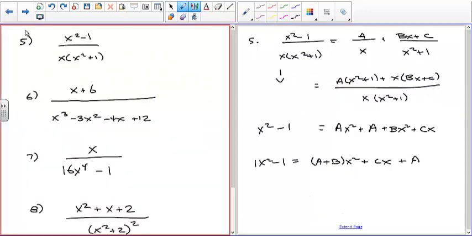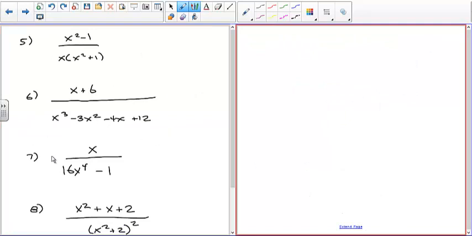Number 6. Okay, well, this is not factored, so the first thing you gotta do is factor it. And probably when we factor it, we'll end up with a quadratic term that we can't factor any further. That's probably why it's in there.